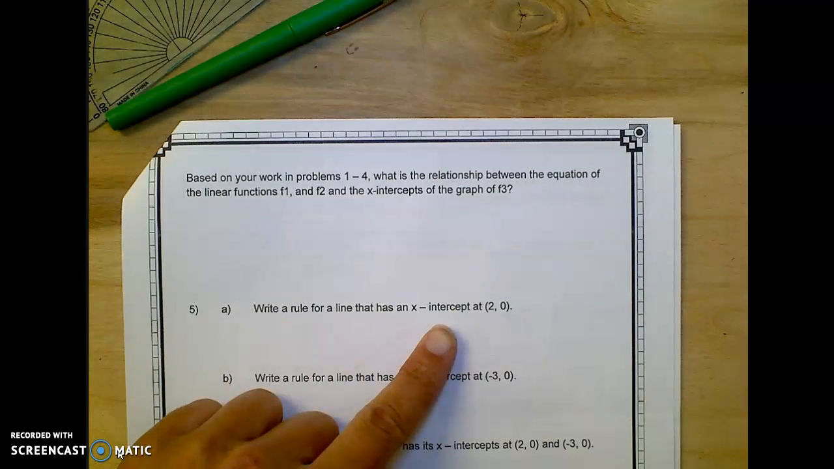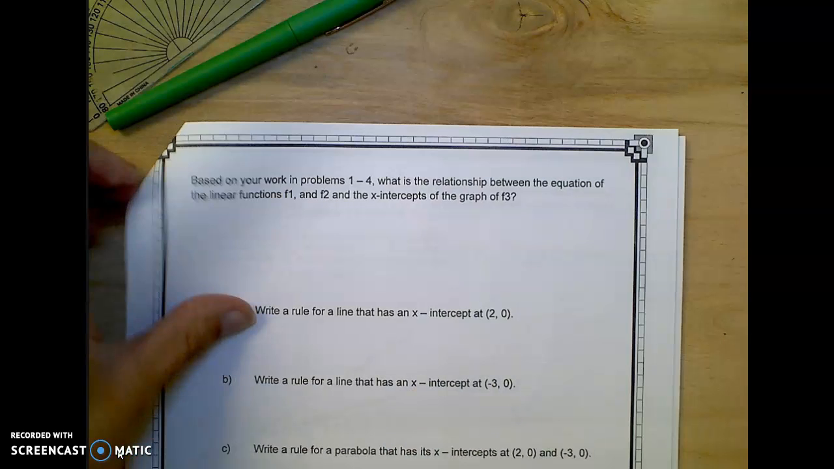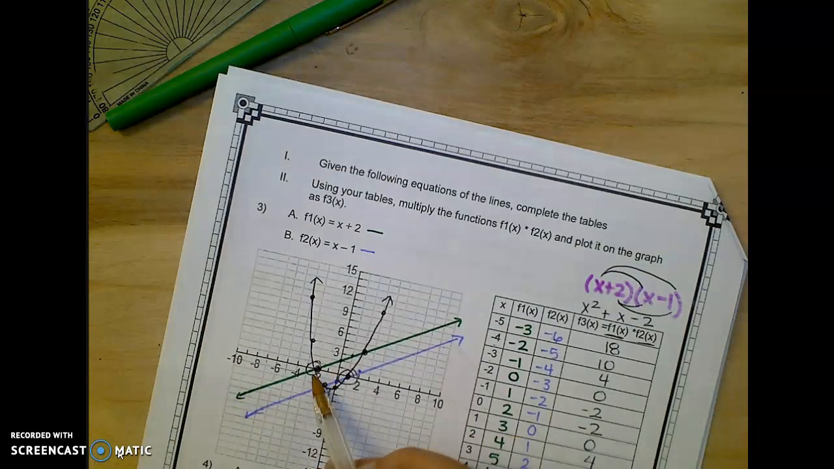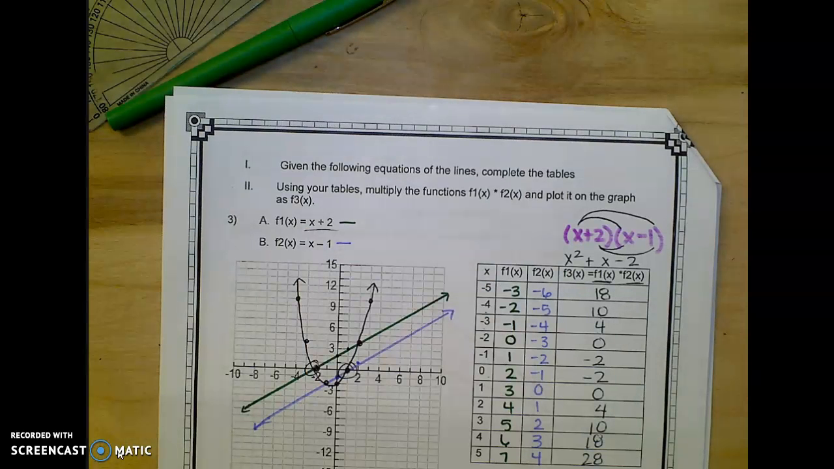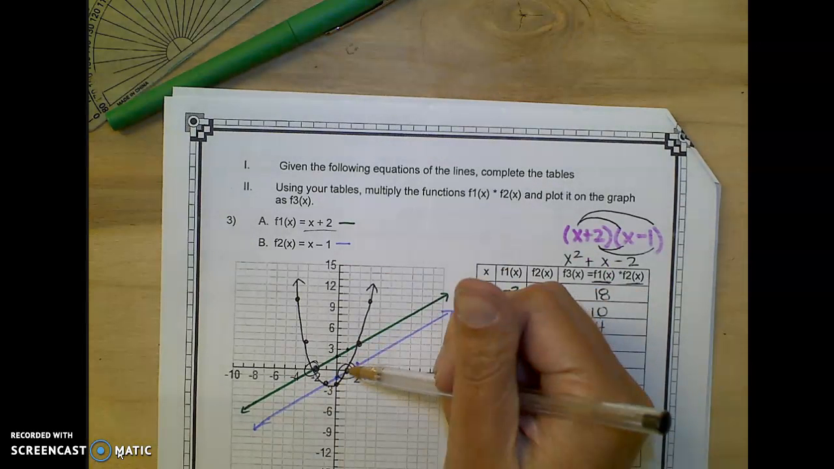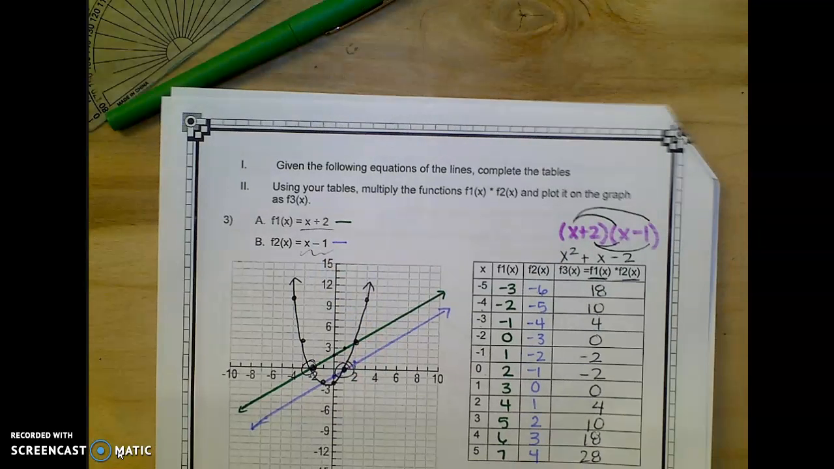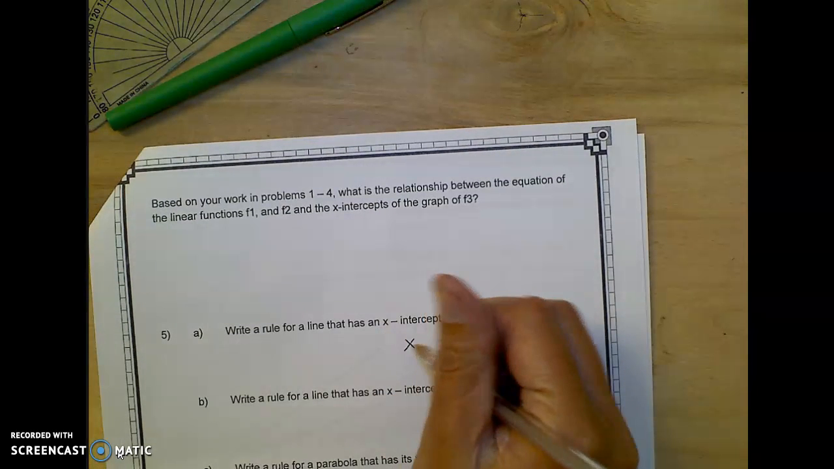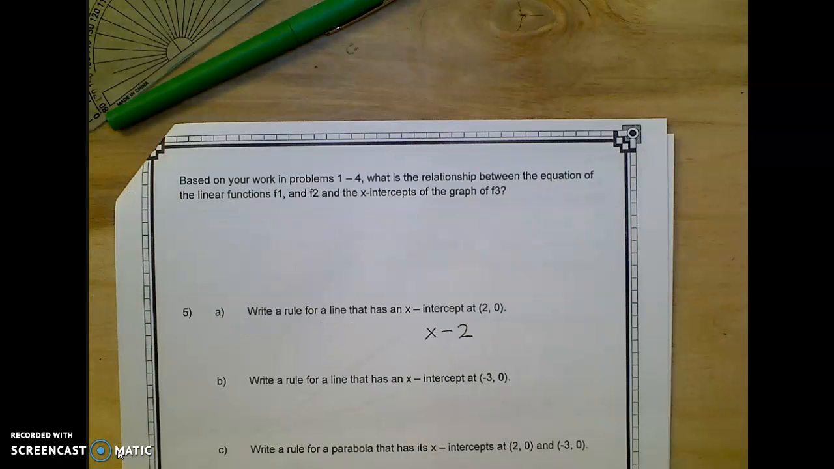So write a rule for the line that has an x-intercept at that. And so now we want to think about, okay, my line here, my green line, had an x-intercept of -2. The equation for that was x plus 2. Also, my purple line had an x-intercept of +1, that I see x minus 1. So, maybe if I have an x-intercept of 2, I'm looking like x minus 2, because it seems to be doing an opposite thing. So maybe we can think about that for B and C.